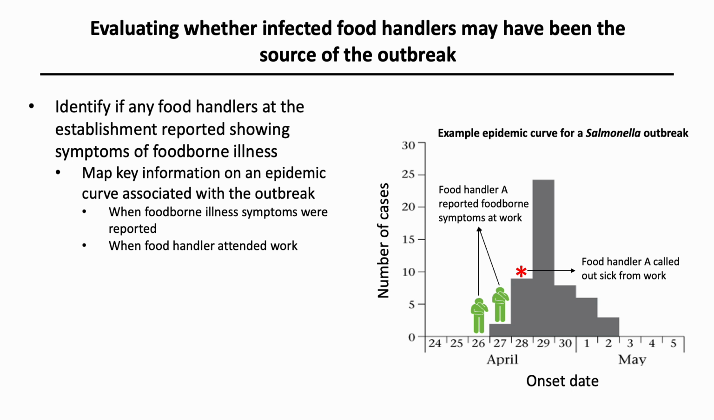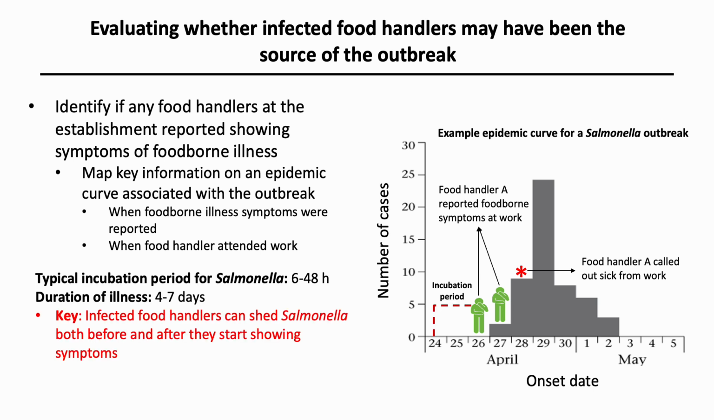For example, in this scenario epidemic curve of a Salmonella outbreak, food handler A first reported showing mild symptoms of foodborne illness at work on both April 26th and 27th, but did not call out sick from work until the 28th, when their symptoms became more severe. As we know that Salmonella has a typical incubation period of 6 to 48 hours, in which individuals may still be able to shed the Salmonella without showing symptoms, mapping when food handler A started showing symptoms and when they stopped attending work to this scenario epidemic curve provides evidence to support that this food handler may have been a potential source of this Salmonella outbreak.